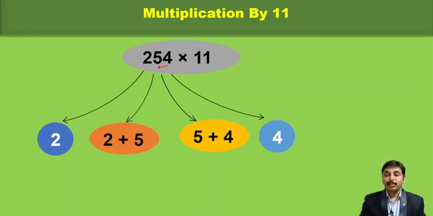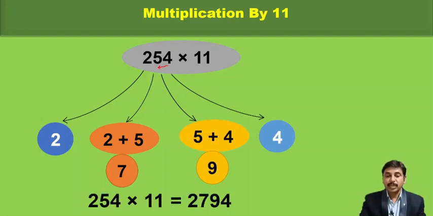Now let us have our final answer. Your final answer is 5 plus 4, 9, and 2 plus 5, that is 7. So your final answer looks like 254 into 11 is 2794. Understood, my dear friends? So this is a super easy method.